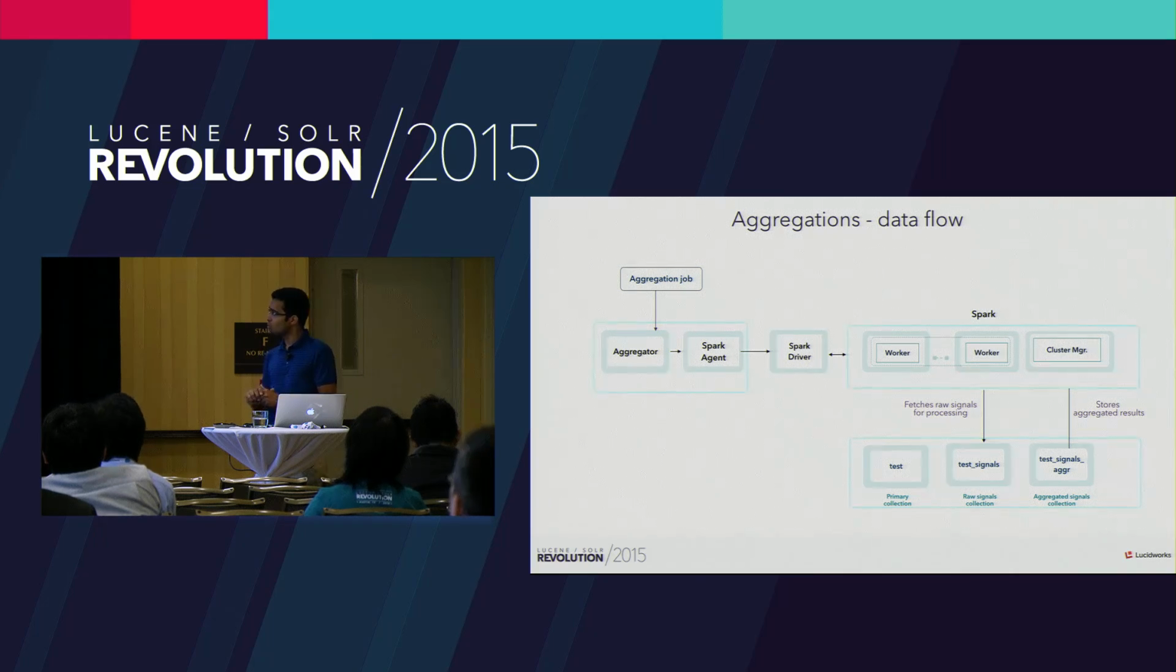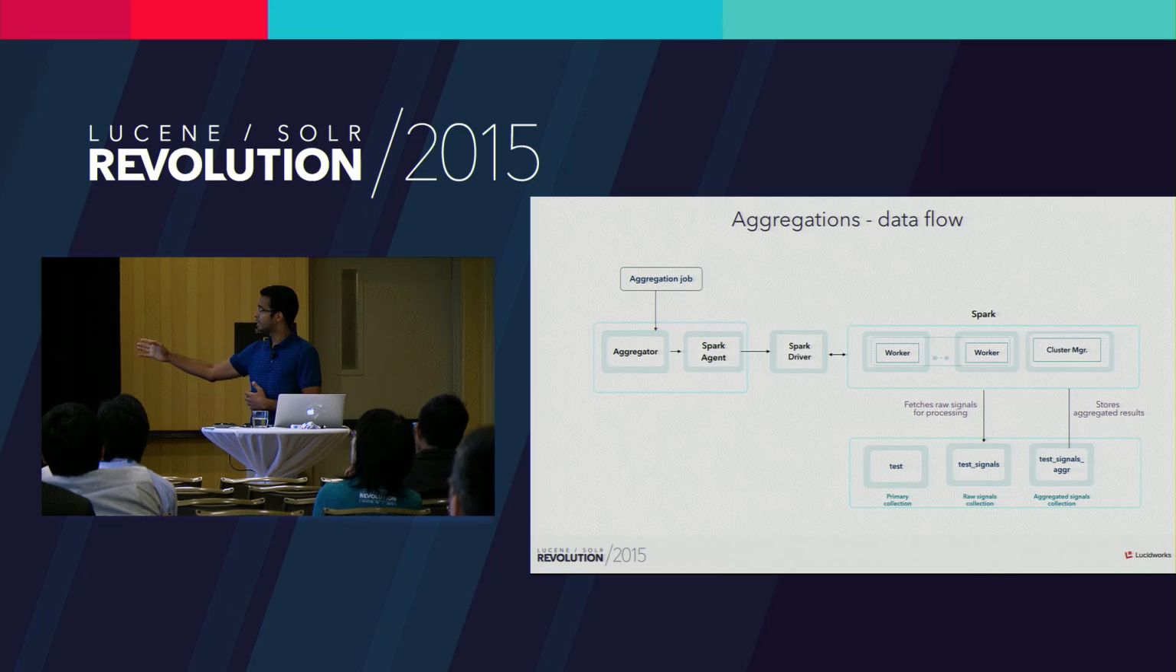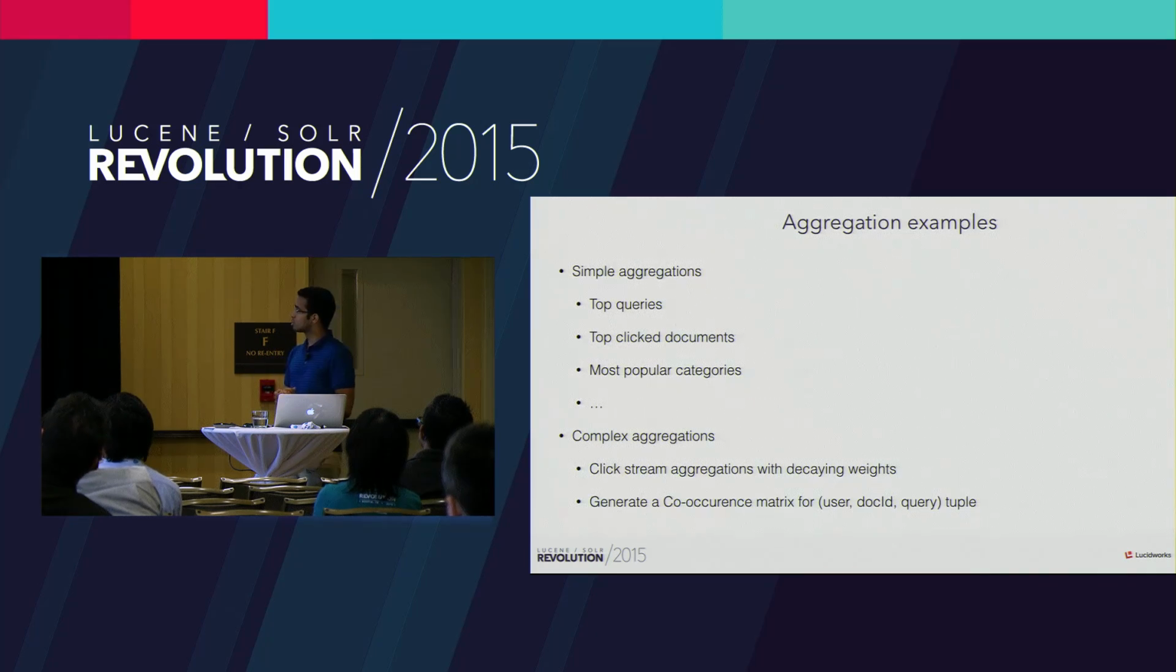All the processing happens in Spark. Whenever something is submitted to Spark, using Spark Solr, we read the data from the actual Solr collections, and after processing the data, we store it back in the aggregation collection. So test_signals will always be our raw information, and test_signals_aggr will always be our aggregated signals collection. Let's go through some examples now.